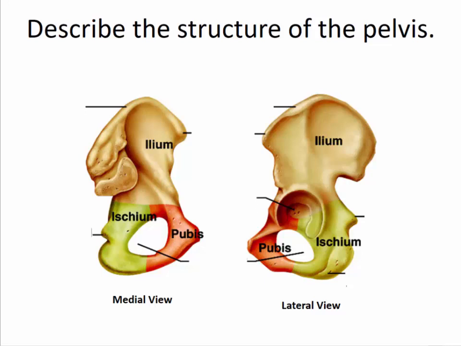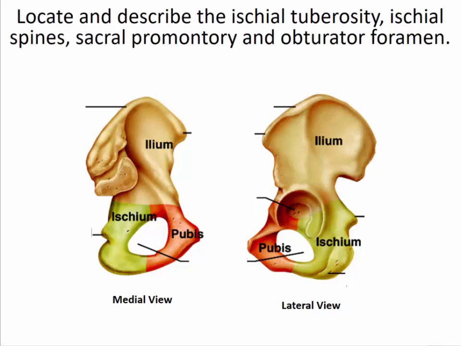We have the pubis. It joins together to form an immovable joint at the front of our pelvis called the pubis symphysis. And then the ischium is the lower portion of the coxal bone that supports the weight of the body when we sit. So those are the three basic portions of the coxal bone, but now let's locate and describe several other regions and portions that we should know.